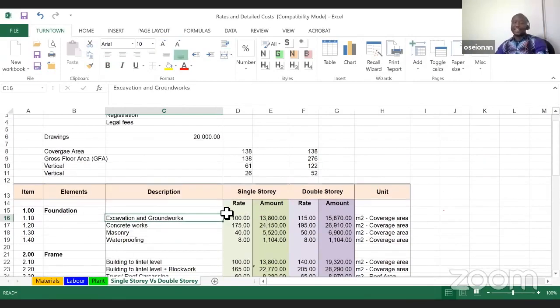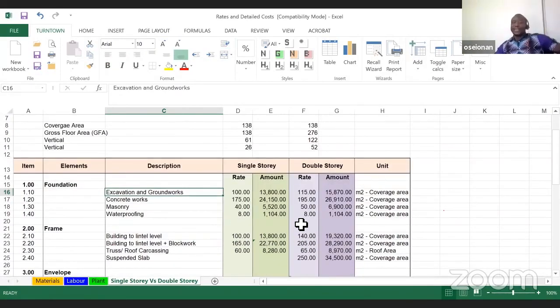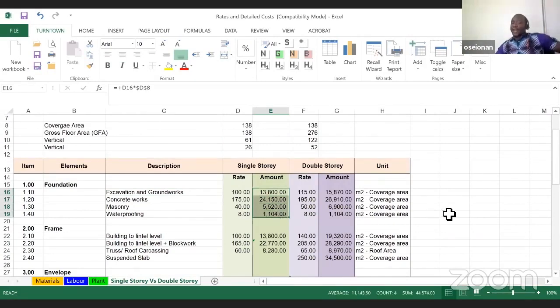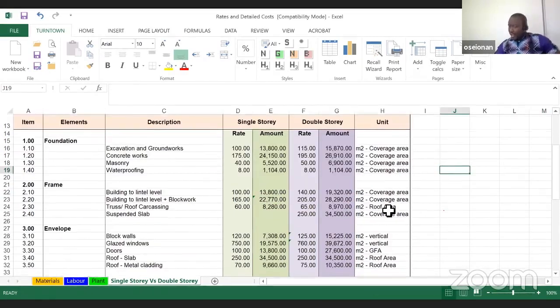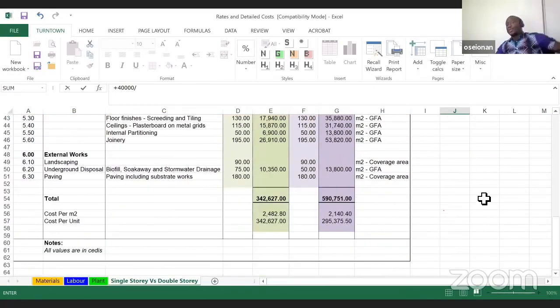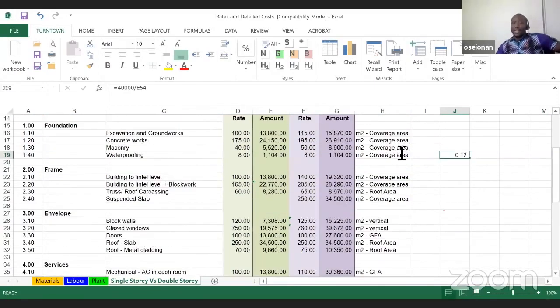For the foundations, the total of this brings it to about 45K for a single story. The total for the double story will bring it to 51,000. If you make a quick calculation, you'd get to know that by the time you're done with the foundation, you should be looking at about 12 to 15% of the cost already covered. And that is the most important part of the building.